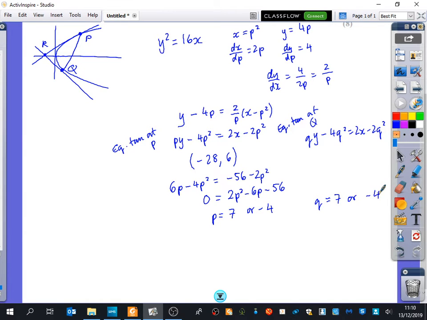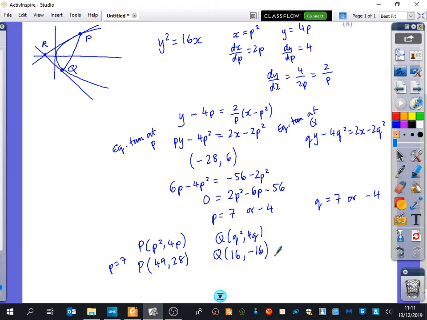Now, I'm not bothered which one is which, okay, because it's just saying there are two places where this tangent will work. So if we know that p is 7 or p is minus 4, our coordinate of p is p squared, 4p. So then our coordinate of p, if we say that p is 7, will be 49, 28. This is if p is 7. Our coordinate of q is q squared, 4q. So q would be 16 and minus 16.